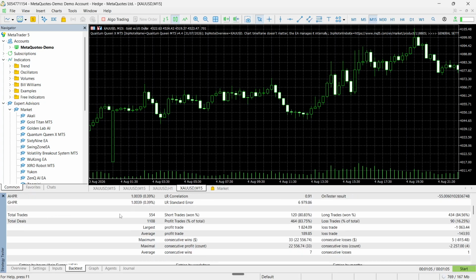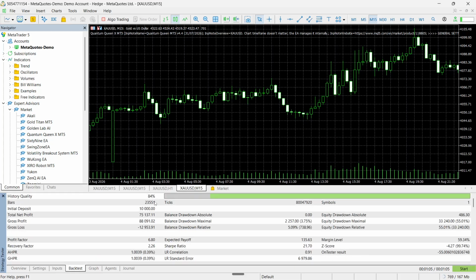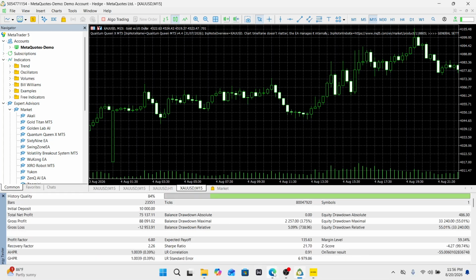All right, and the total trades taken were 554 trades. This pattern is common in systems that include a grid or position building elements. The curve can look smooth in hindsight once positions close profitably, but the equity path can experience deep temporary drawdowns. History quality is 84%, which is acceptable but not perfect. All right, so let's go back to the site.